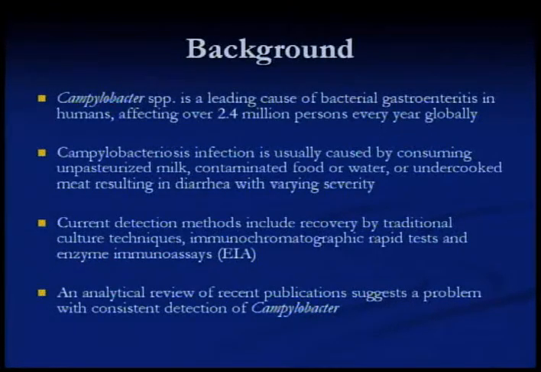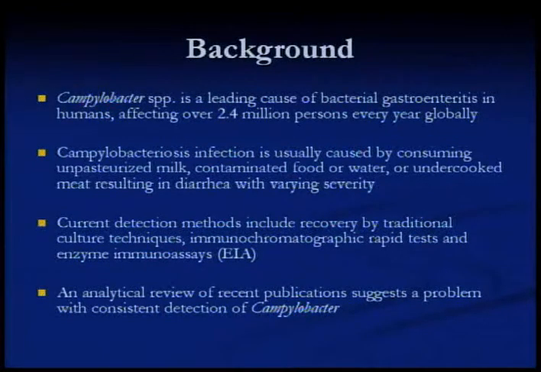Campylobacter is a leading cause of bacterial gastroenteritis in humans, affecting over 2.4 million persons each year in developing and developed countries globally. Campylobacteriosis is a foodborne illness. It's an infection that is usually caused by consuming unpasteurized milk, contaminated food or water, or undercooked meat and poultry that results in diarrhea with varying severity from loose to bloody stools.